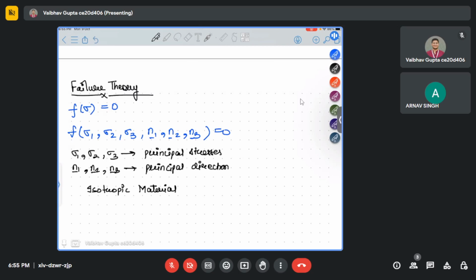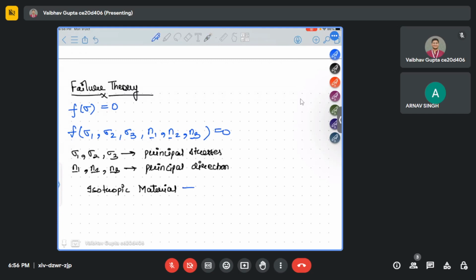So it means that there is no preferred plane of failure. See, this N1, N2 and N3, they say in which plane it is going to fail. Suppose it has three planes, three directions are there. So the material can fail in any direction. You don't know. But when the material is isotropic, you will say that it is not dependent on direction. It will fail in any other direction. No plane is preferred. The meaning is this.